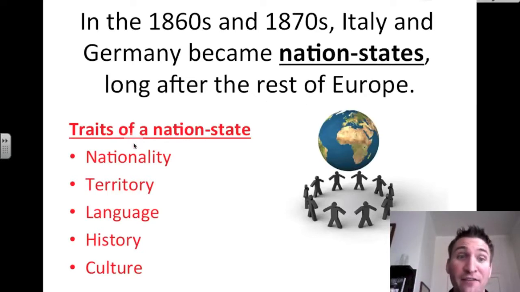And here are 5 traits of a nation state I'd like to go over now: nationality, territory, language, history, and culture. So what makes a country or a territory a nation state? These 5 things. Let's define each one.